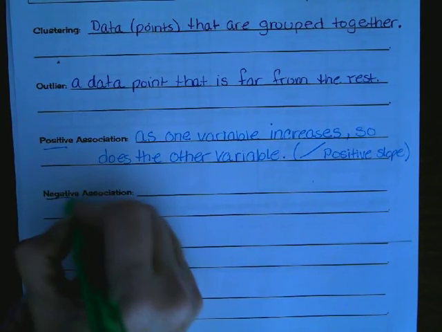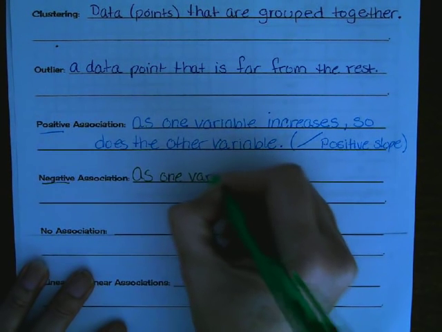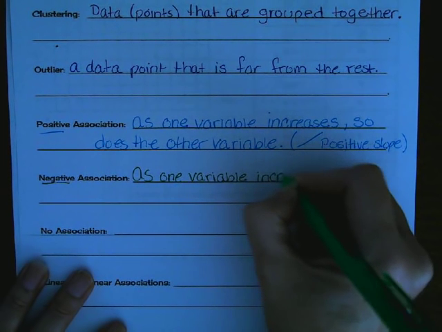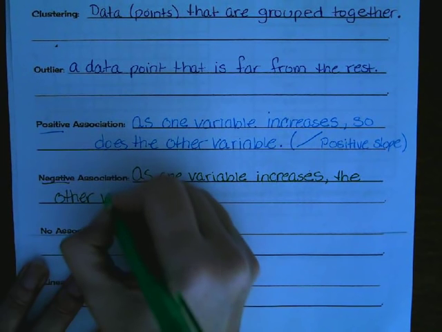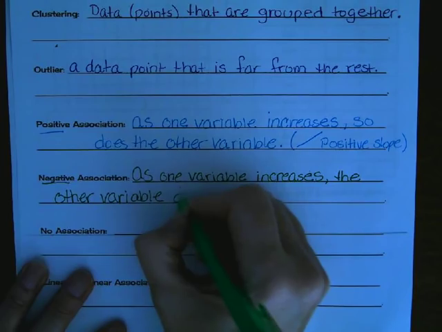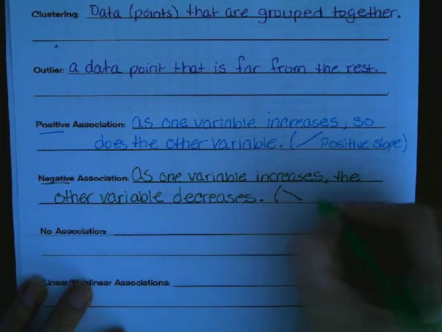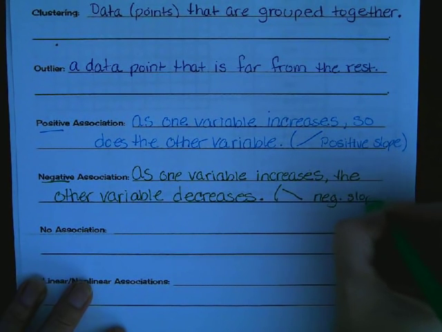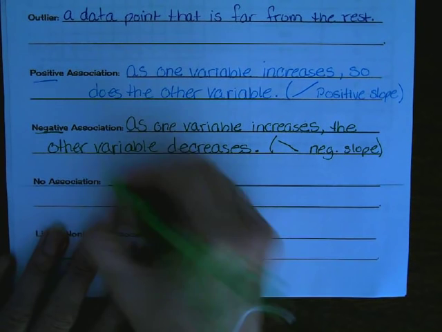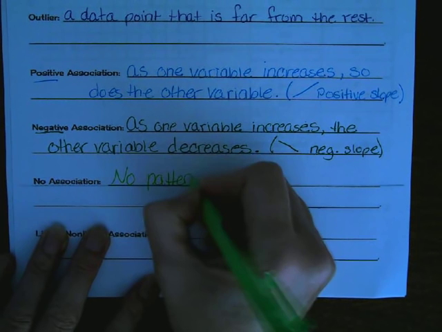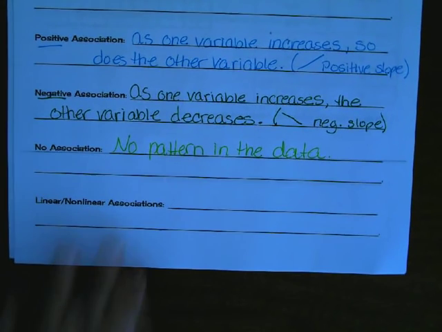Okay. A negative association in our data, as one variable increases, the other variable decreases. The graph will kind of look like that, or have a negative slope. Okay. No association. There is no pattern in the data. And we've learned linear and nonlinear before.